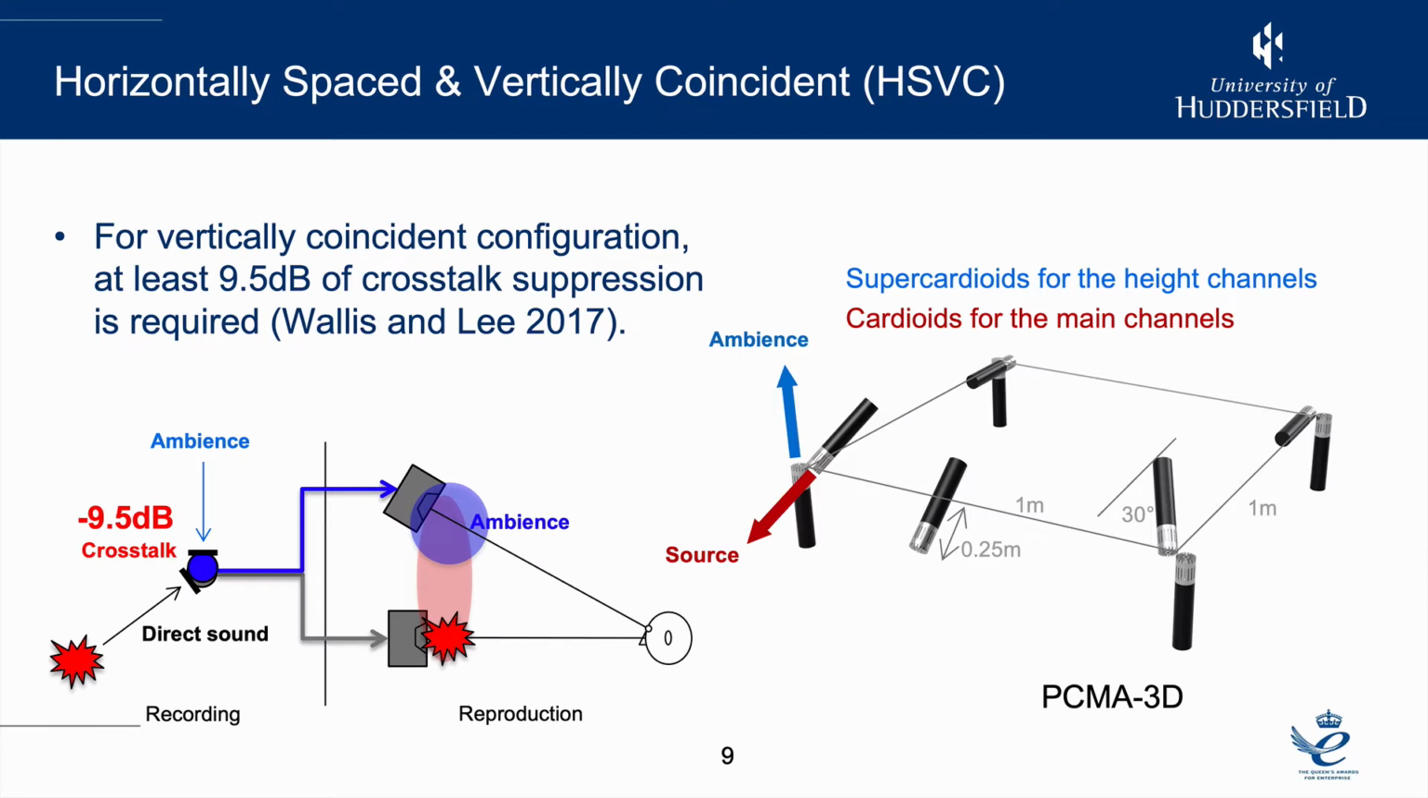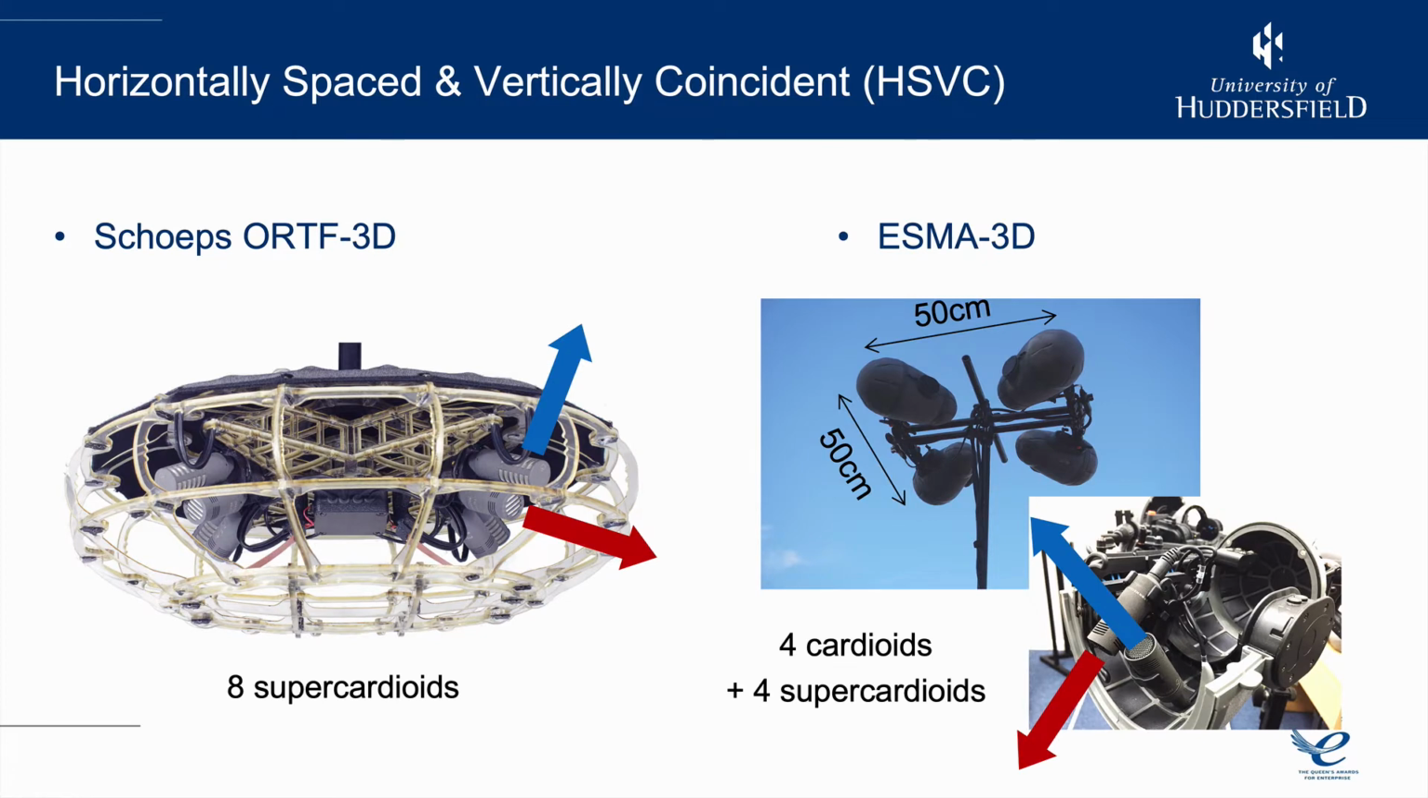In the case of vertical constant configuration, like PCMA3D, the necessary amount of crosstalk suppression is 9.5 dB, according to the experimental result we obtained. Again, we can achieve this simply by pointing the supercardioid or cardioid microphones directly towards the ceiling. And Sharp's OLTF3D and my ESMA3D microphone arrays, designed for capturing outdoor ambience in 3D, also share the same horizontally spaced and vertically constant design concept.